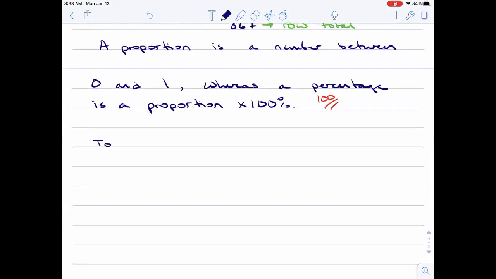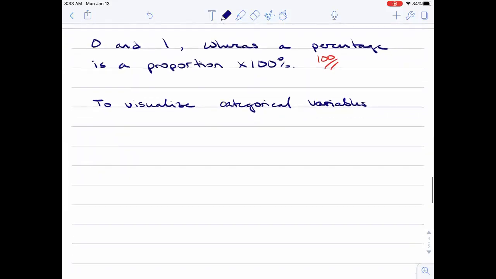To visualize categorical variables, we should use bar charts. Just kind of interchangeably, if I say a chart, it can also be a graph, right? So a bar graph.